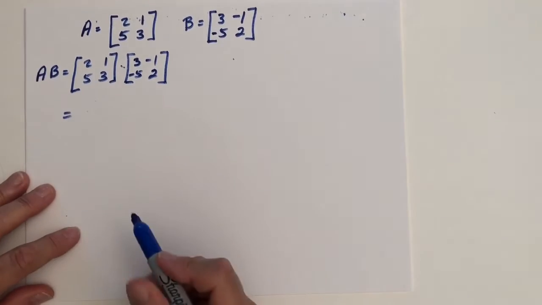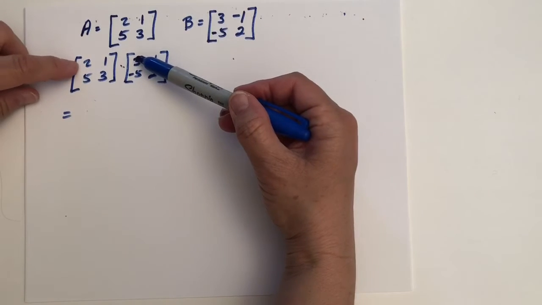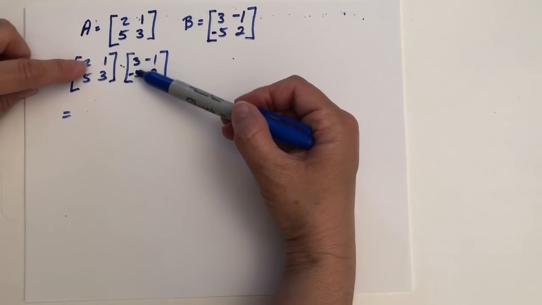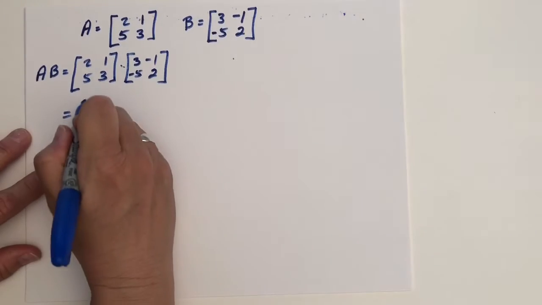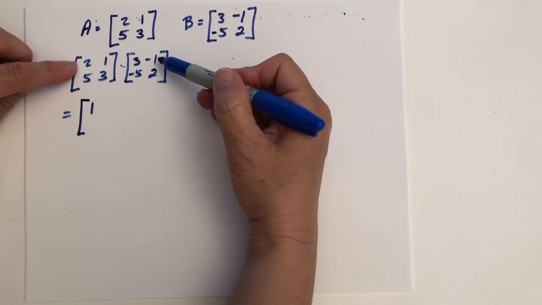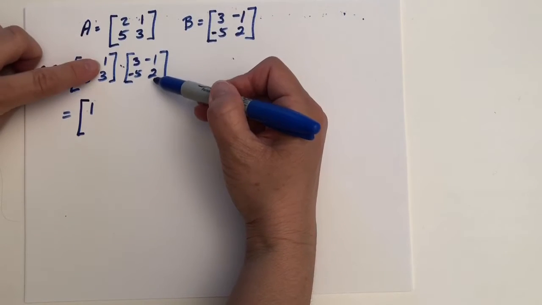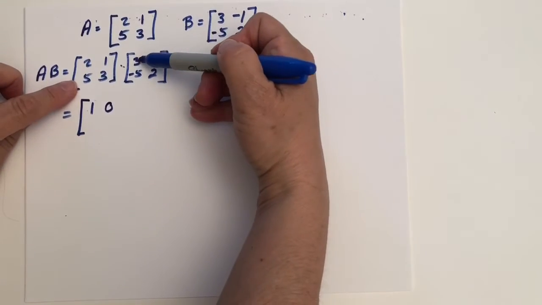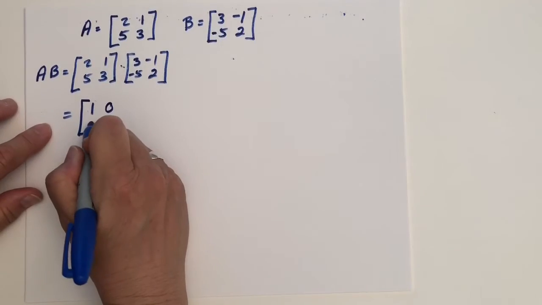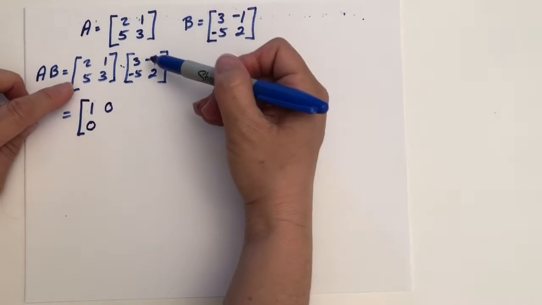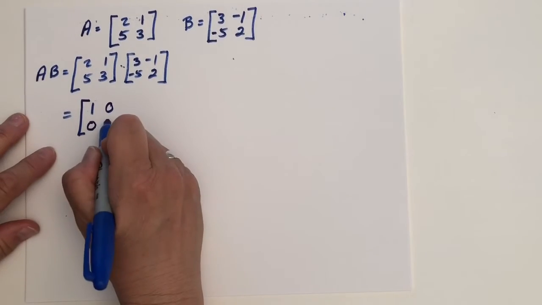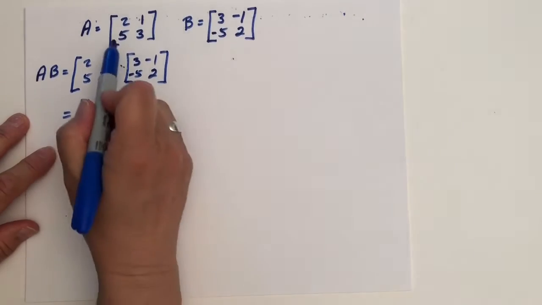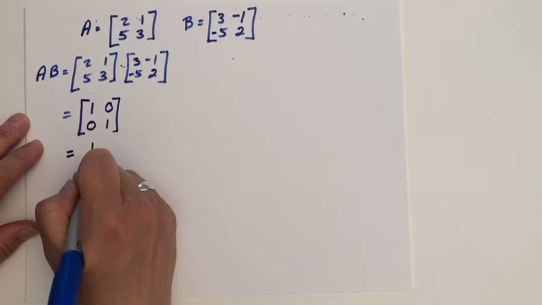And here we go. We're using the first row, first column. So we have 2 times 3 plus 1 times -5. So 6 plus -5. That's a 1. First row, second column. -2 plus 2. Second row, first column. 15 plus -15. And last, -5 plus 6. And you'll notice that I ended up with the identity matrix. A times B is equal to I.